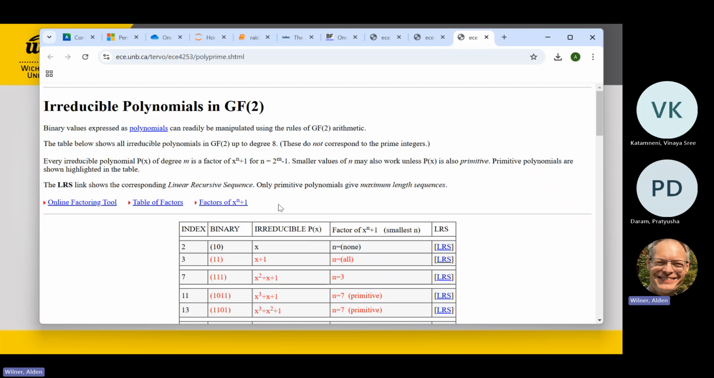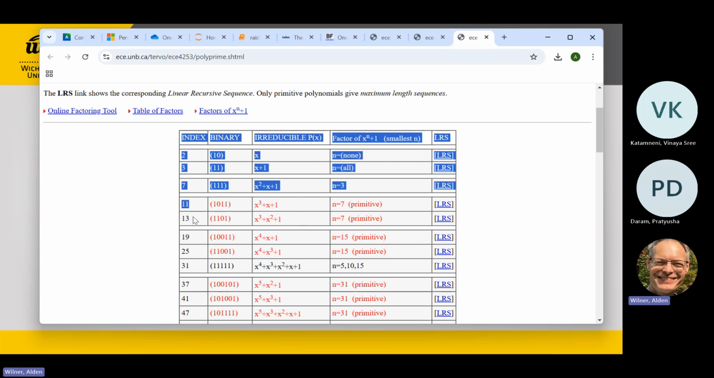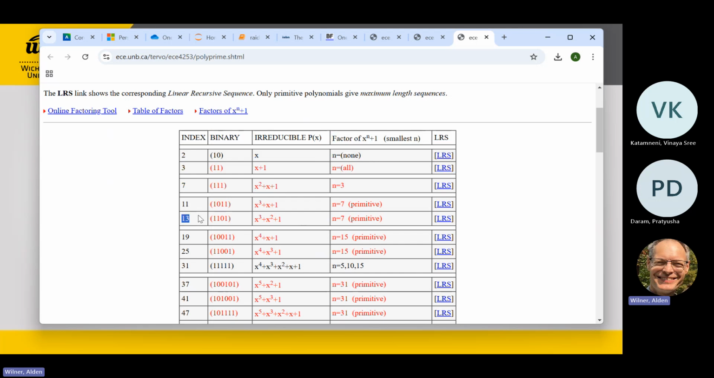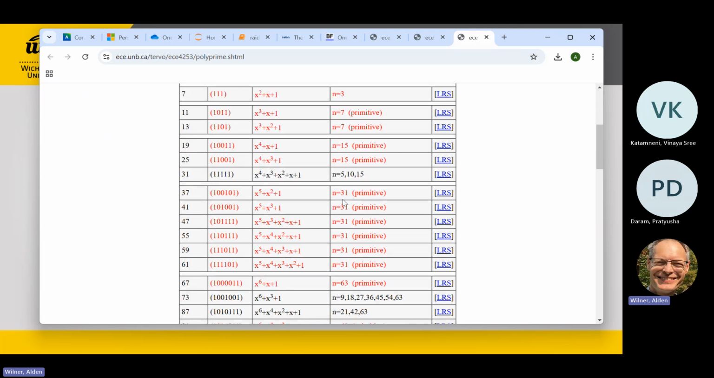All right, here's our primitive polynomials. Remember I said in Galois field of size 2 to the 3, we had two primitive polynomials, 11 and 13, right? And there they are, 11 and 13. We go to size 16, where n is 15. We have two primitive polynomials, 19 and 25. We go to size 32, we see 1, 2, 3, 4, 5, 6, 7 primitive polynomials.